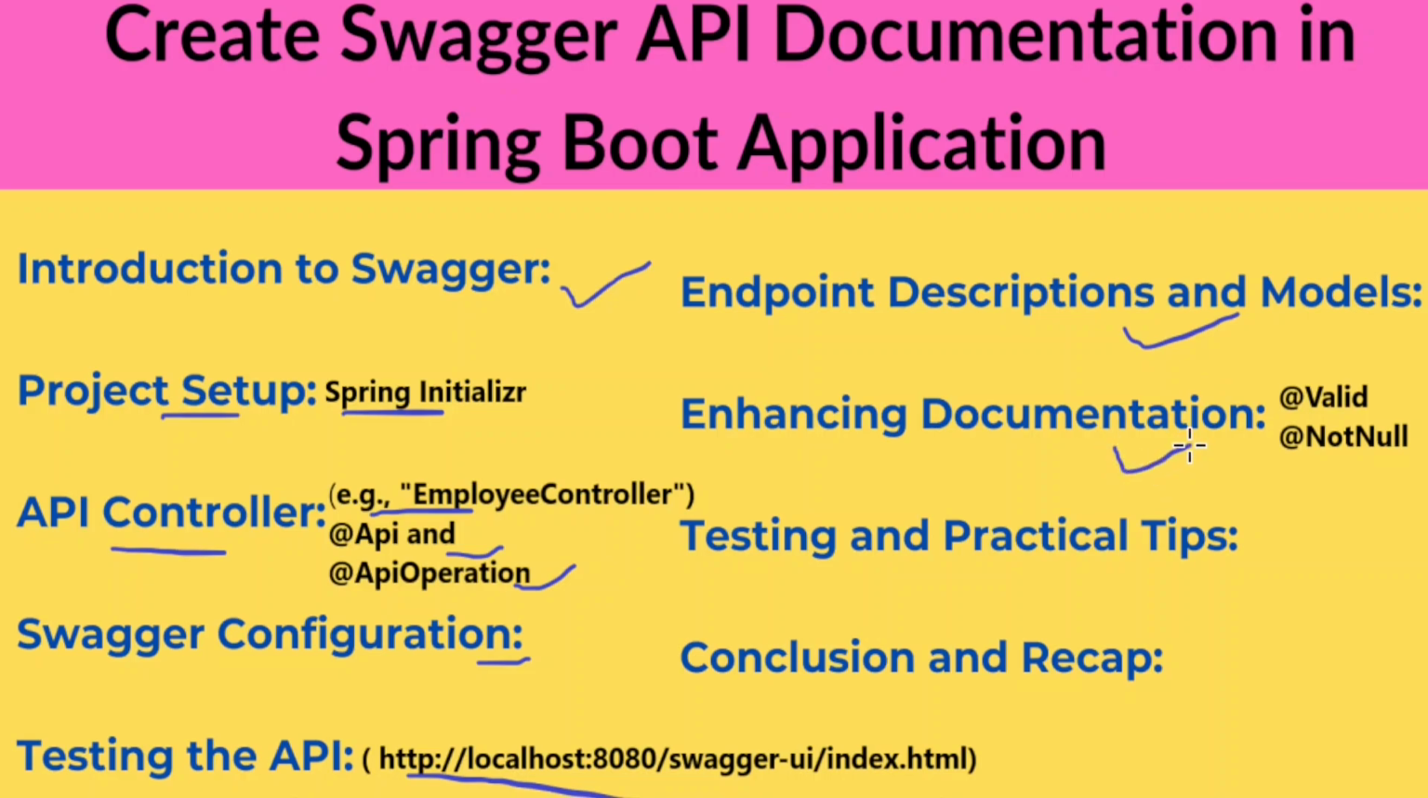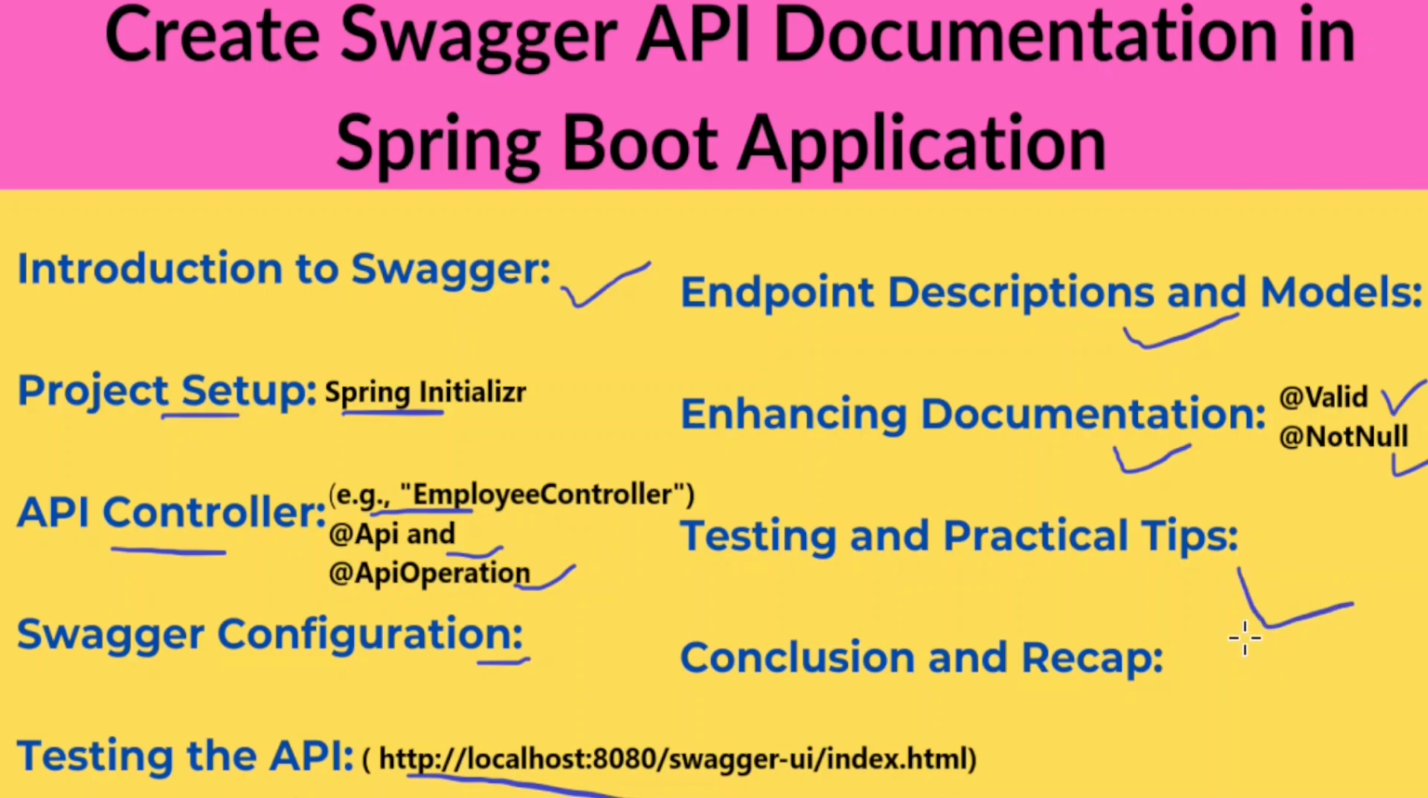Next one is enhancing documentation. We will introduce best practices for enhancing your API documentation. You will learn how to use annotations like @Valid and @NotNull on our method parameters to ensure data validity before processing. We will also address handling database related exceptions like DataIntegrityViolationException, which may occur during updates and deletes. Implementing proper error handling in our controller to catch this exception and return appropriate HTTP responses to the client will be part of this section.